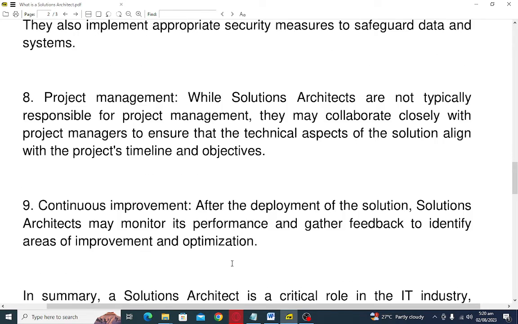Number eight, project management. While solutions architects are not typically responsible for project management, they may collaborate closely with project managers to ensure that the technical aspects of the solution align with the project's timeline and objectives. Number nine, continuous improvement. After the deployment of the solution, solutions architects may monitor its performance and gather feedback to identify areas of improvement and optimization.